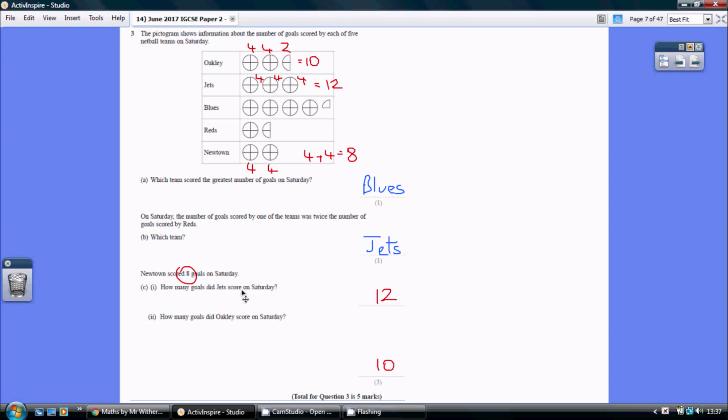So how many goals did Jets score on Saturday? The Jets score, well, that's 4 add 4 add 4, which is 12. And how many did Oakley score? Well, that's 4 add 4 plus 2, which is 10.